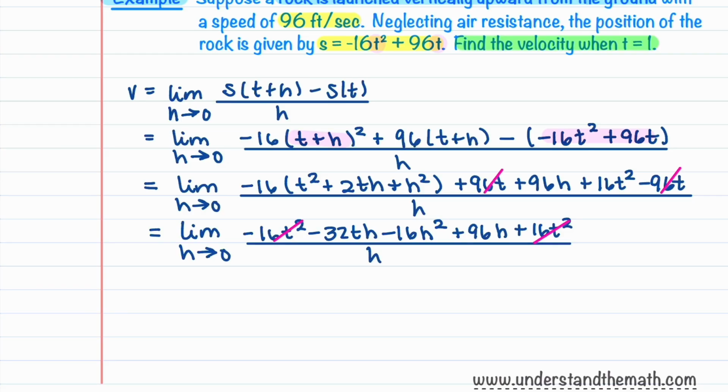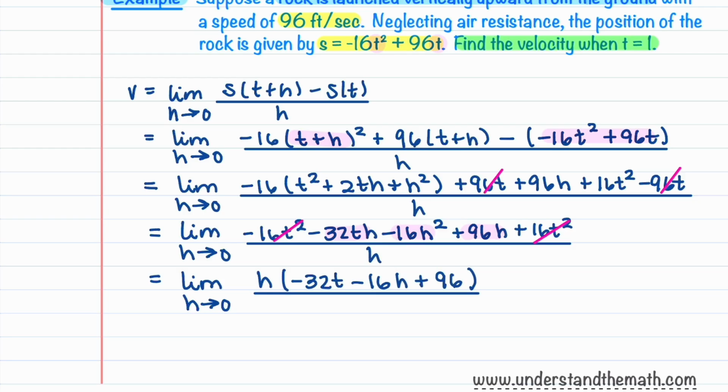However, if you look at these three terms, notice that they have an h common to them. So let's pull that out. So we have the limit as h goes to 0 of h minus 32t minus 16h plus 96, and all this gets divided by h. We can cancel an h from the numerator and the denominator.